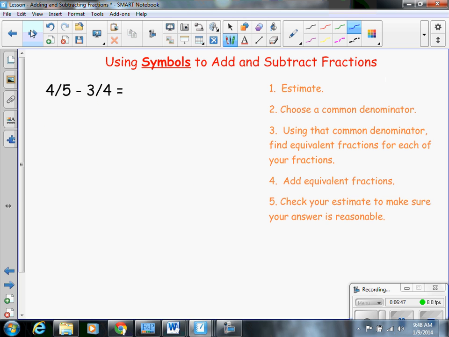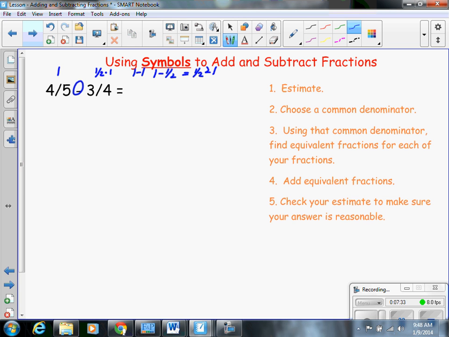All right, one more example. Do the same process, except now I'm going to circle my operation. It's subtracting. So if we estimate 4/5 is really close to 1 whole, and 3/4 is halfway between 1/2 and 1 whole. So if we're taking away, we're probably going to end up with something less than 1. So it would be 1 minus 1 or 1 minus 1/2. So our answer would be between 1/2 and 1.